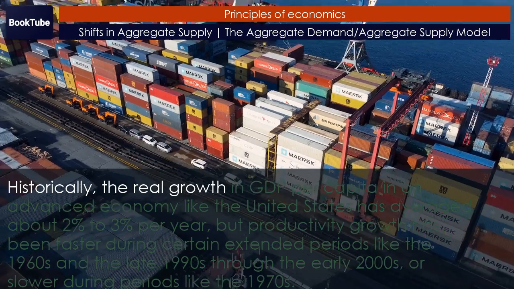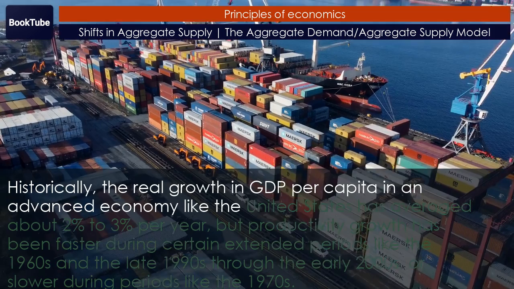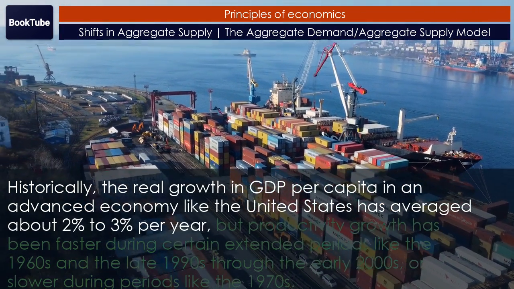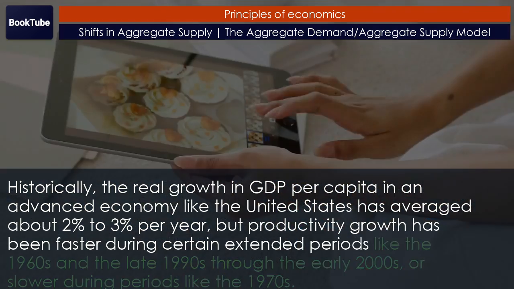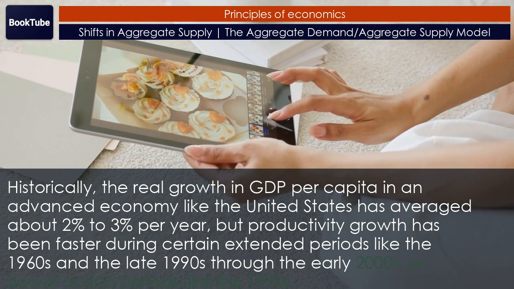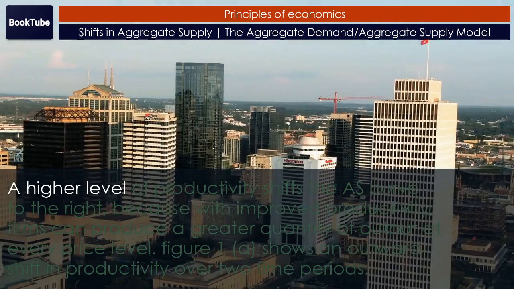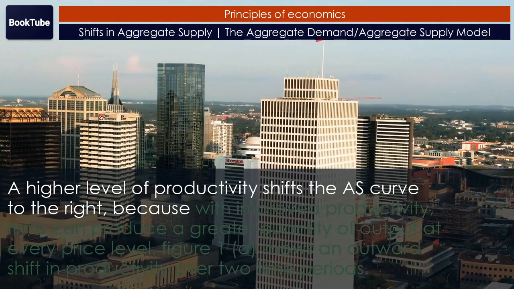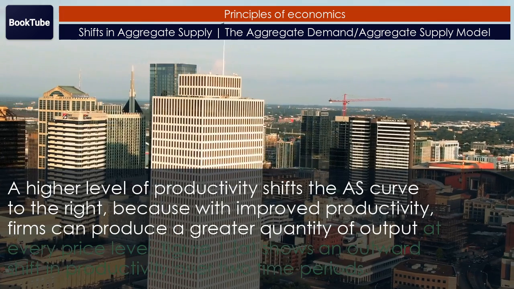Historically, the real growth in GDP per capita in an advanced economy like the United States has averaged about 2% to 3% per year. But productivity growth has been faster during certain extended periods like the 1960s and the late 1990s through the early 2000s, or slower during periods like the 1970s. A higher level of productivity shifts the AS curve to the right, because with improved productivity, firms can produce a greater quantity of output at every price level.